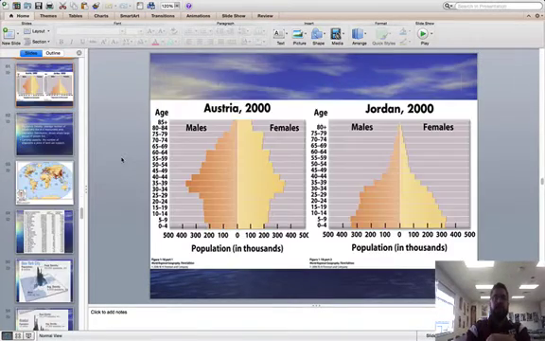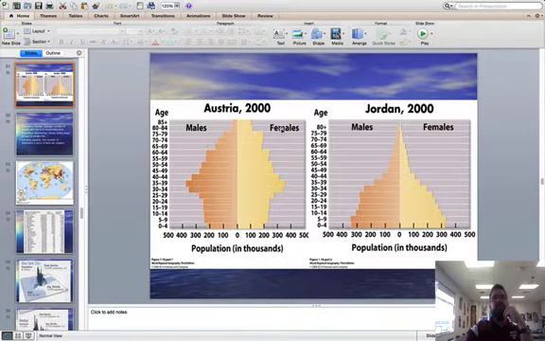And then population pyramids. We discussed this in class. You need to know how to interpret population pyramids, because this is going to be on like every test. So you got Austria and then Jordan over here. Jordan's in the Middle East. Austria is in Europe. This is not Australia. This is Austria, next to Germany and Italy and Switzerland.